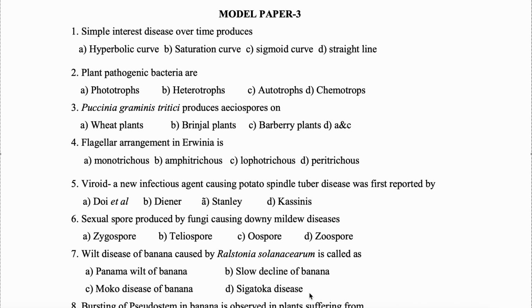Starting with question number 1, that is, simple interest disease over time produces which type of curve? That is saturation curve. For this, we need to remember the curve for simple interest disease and compound interest disease. Simple interest disease is basically the monocyclic disease which produces saturation curve, whereas compound interest disease is the polycyclic disease which produces this sigmoid curve.